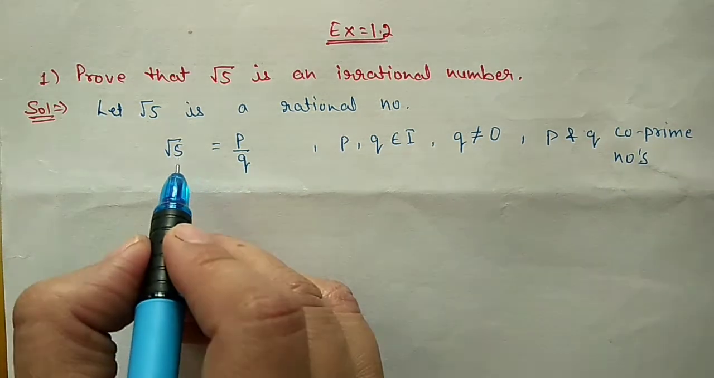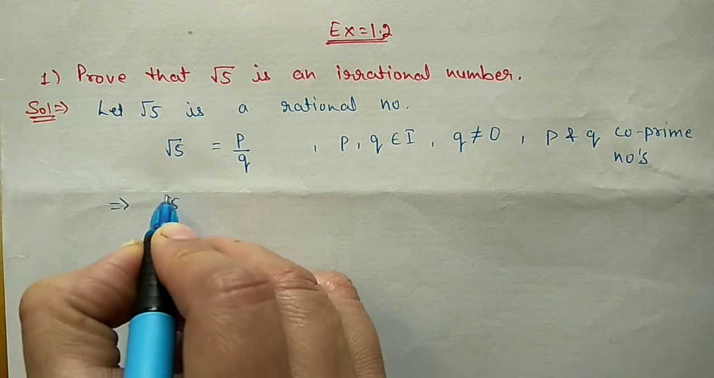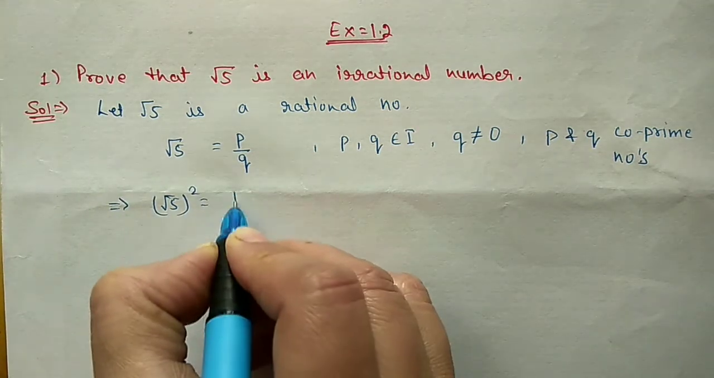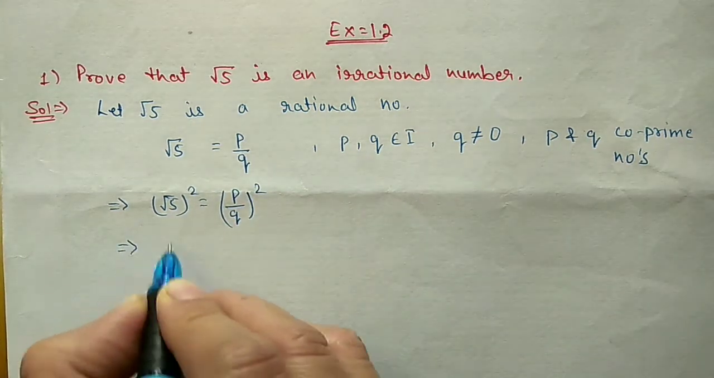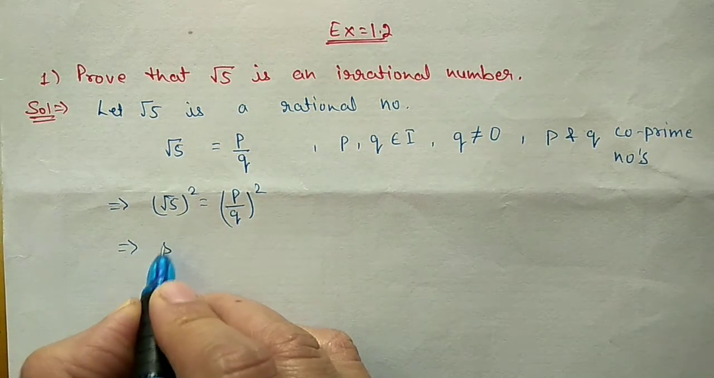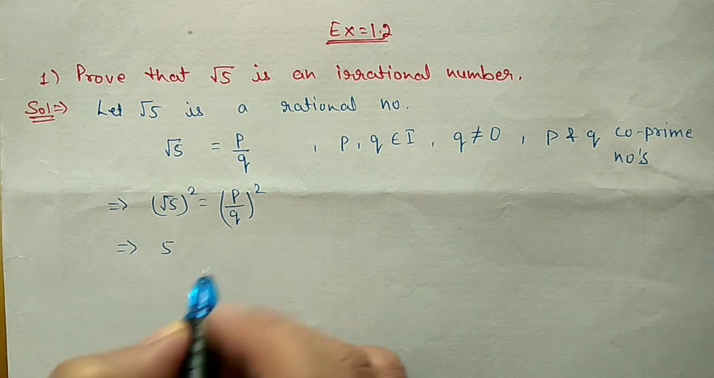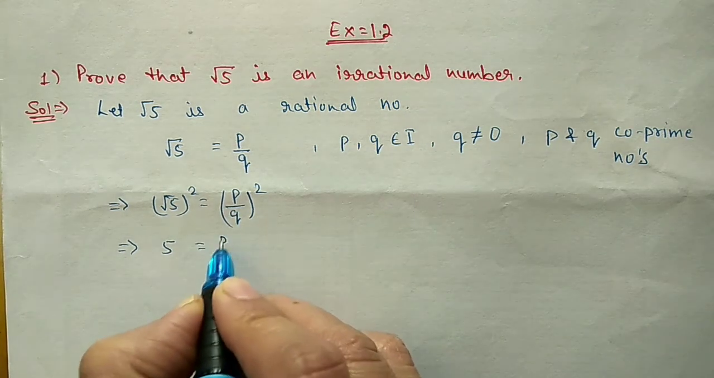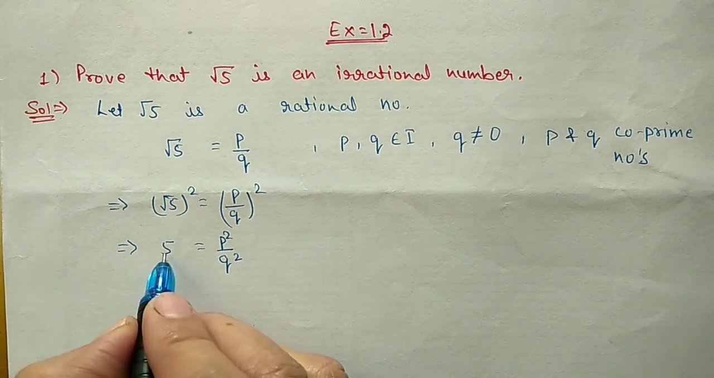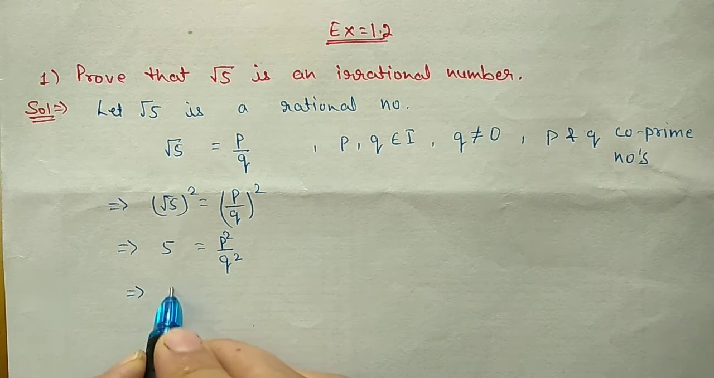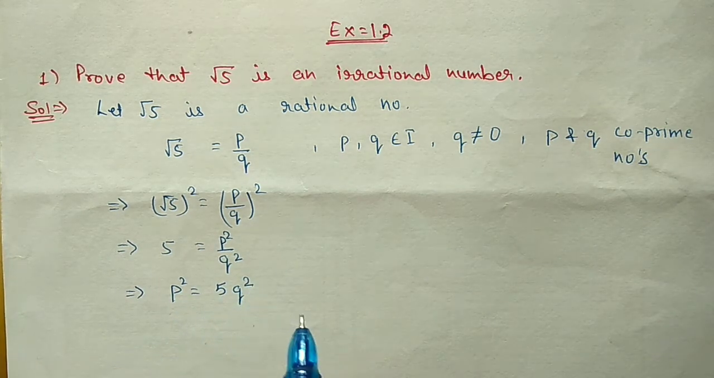Now second step, we will square both sides. Then root 5 square will become 5. Root 5 into root 5 will become root 25, which is equal to 5. And this we can write as p square by q square. Now this q square we can shift to the other side, then we will get p square is equal to 5q square.